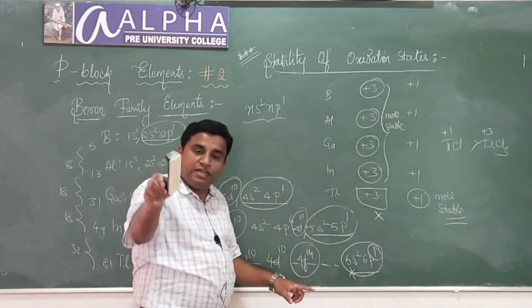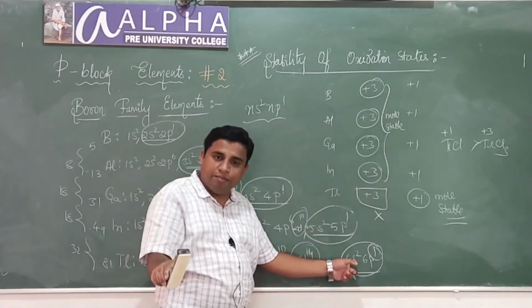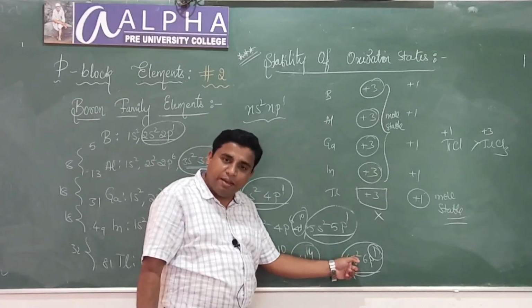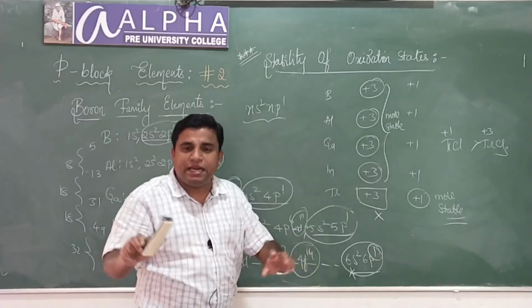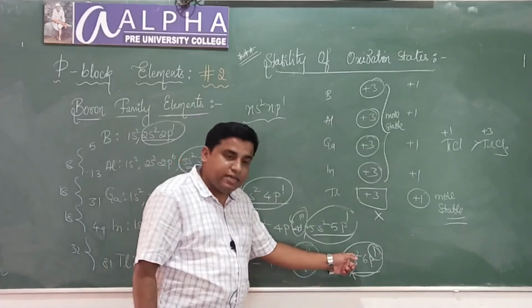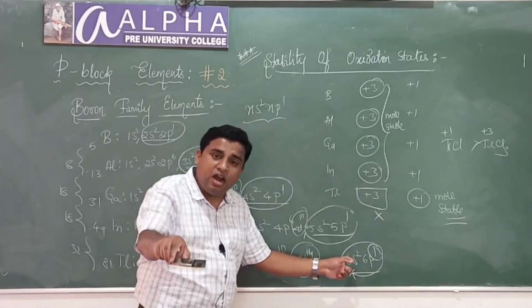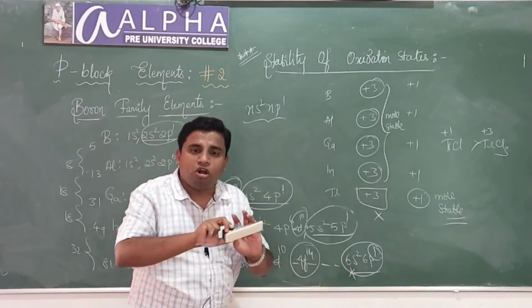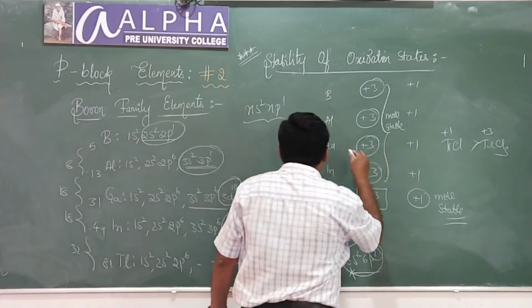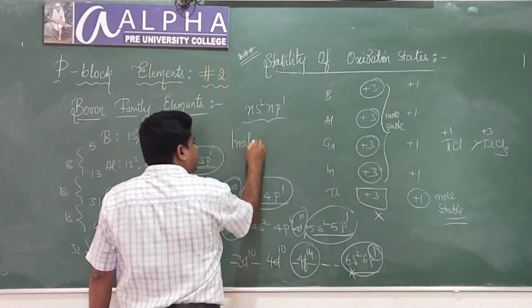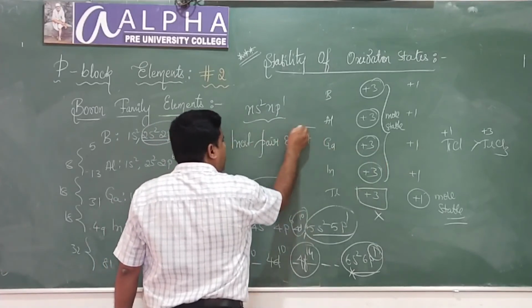So I can clearly say that the s electrons of thallium are tightly bound to the nucleus. They do not participate in chemical reactions. That means I can conclude that the s electrons are inert towards chemical reaction. They do not participate in any chemical reaction. We call this effect the inert pair effect. What is this effect called? Inert pair effect.